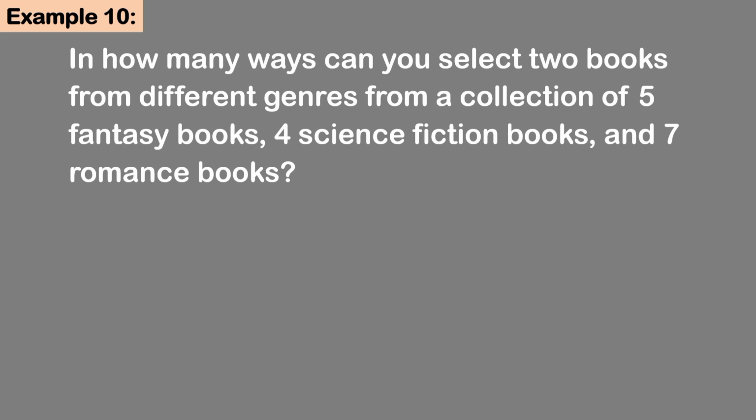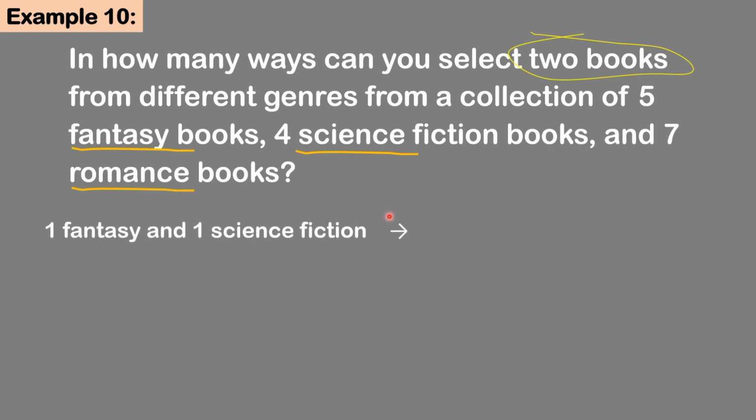Number 10, in how many ways can you select 2 books from different genres from a collection of 5 fantasy books, 4 science fiction books, and 7 romance books? Using the multiplication counting principle or the fundamental counting principle, we can select 2 books in the following ways. 1 from fantasy and 1 from the science fiction. That is 5 times 4, which is equal to 20.